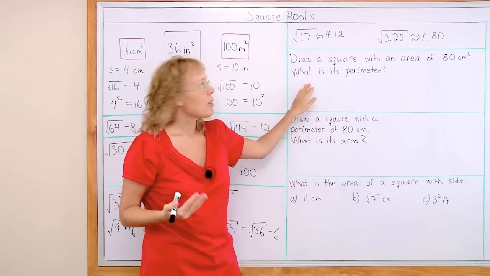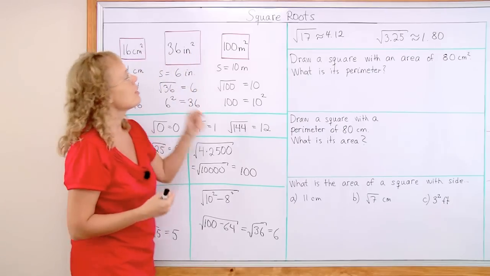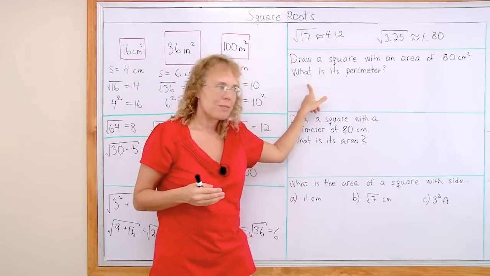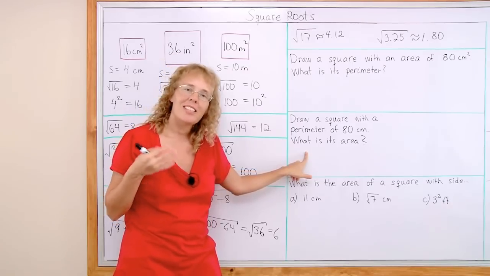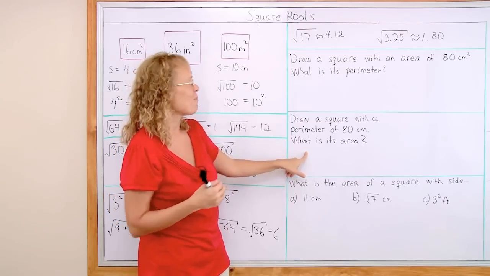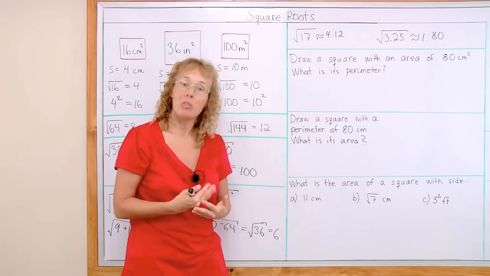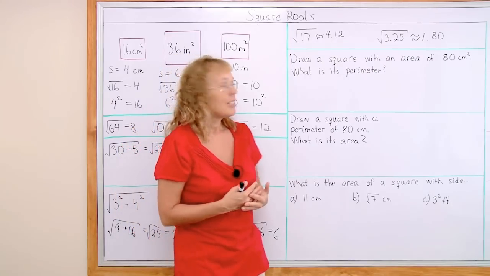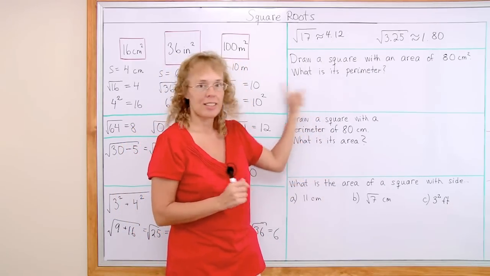Draw a square with an area of 80 square centimeters. You know, like I had squares here. What is its perimeter? And let's read the next one too. Draw a square with a perimeter of 80 centimeters. What is its area? You want to compare these two problems very carefully and think about how to solve them. Pause the video, think about them just for a moment, how to solve this and this.